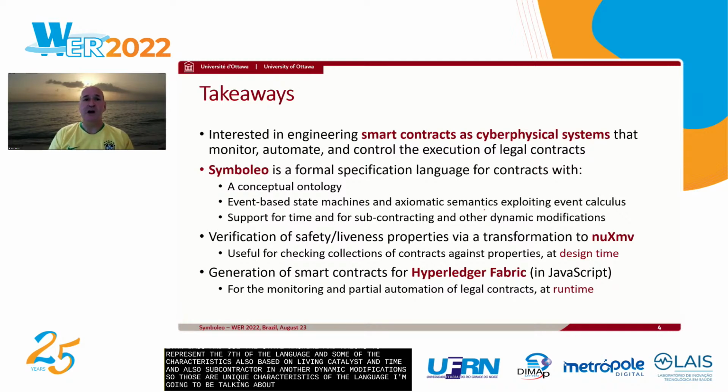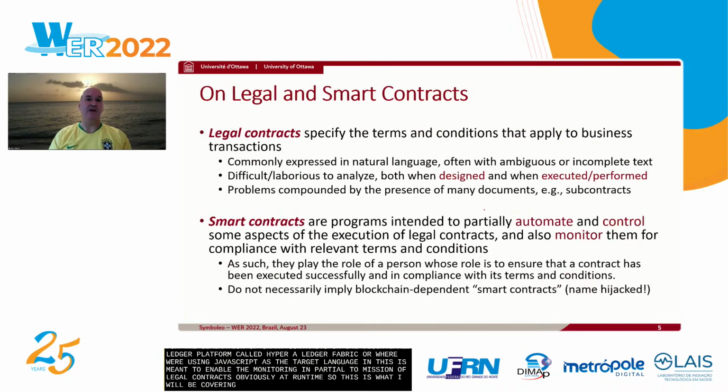I will be talking about two tools today. One is for verifying properties via a transformation to a model checker, nuXmv. And this is useful for checking contracts against properties at design time. We also have another tool for the generation of smart contracts on one distributed ledger platform called Hyperledger Fabric, where we're using JavaScript as the target language. And this is meant to enable the monitoring and partial automation of legal contracts, obviously at runtime. So this is what I will be covering over the next hour.